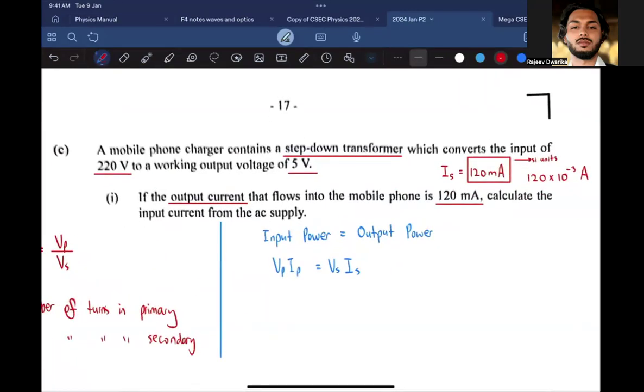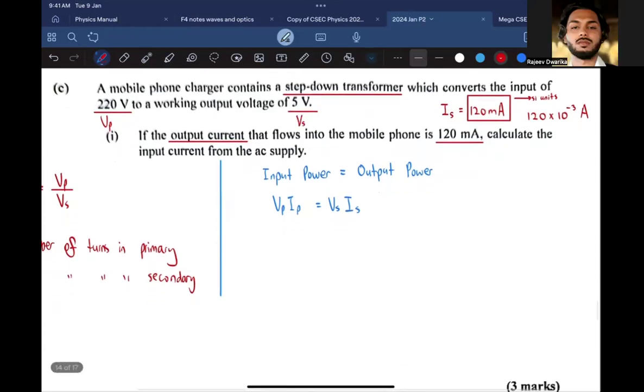What other information do we know? They're telling us the input is 220 volts. That'll be VP or IP? VP, because that's the input voltage, and the input is on the primary side. And it converts it to 5 volts. The 5 volts is on the primary winding or the secondary winding? Secondary, so that's going to be VS.